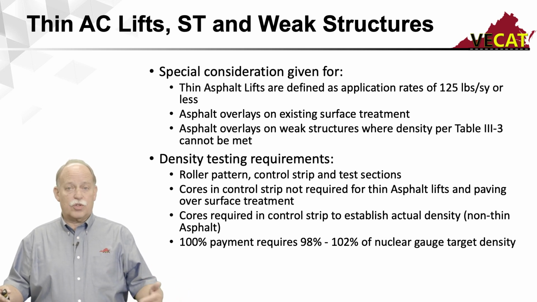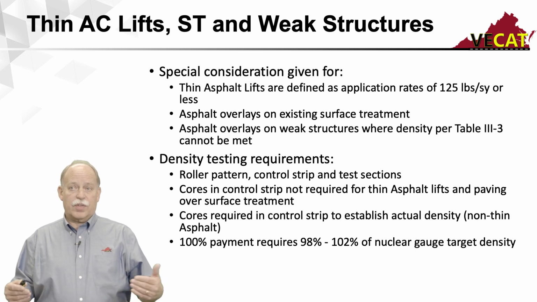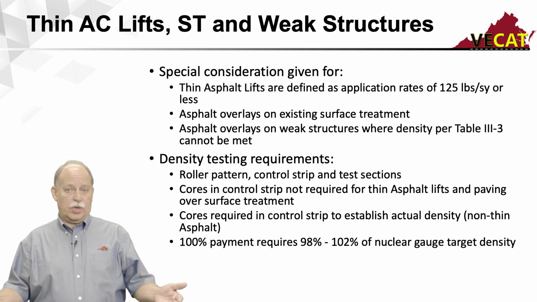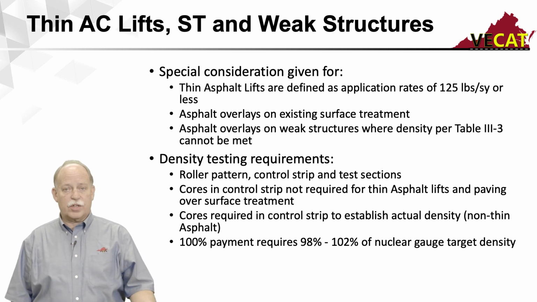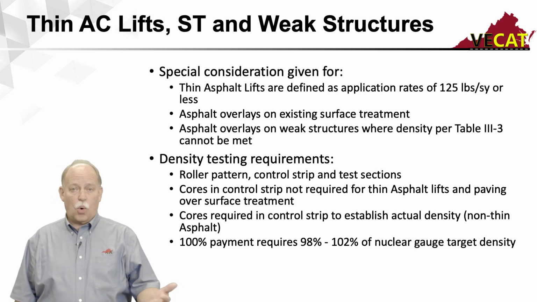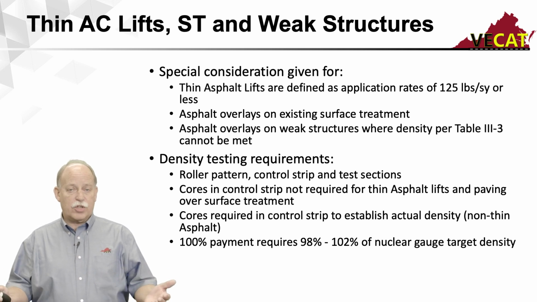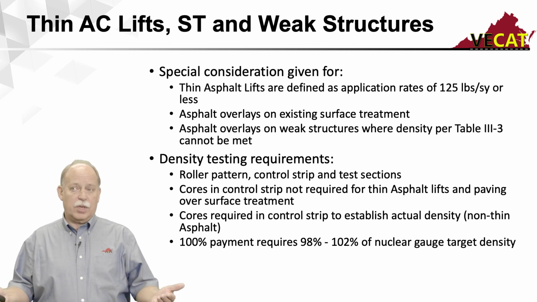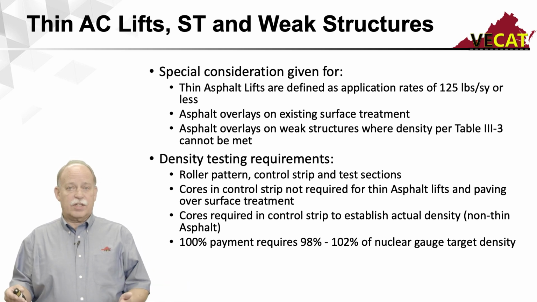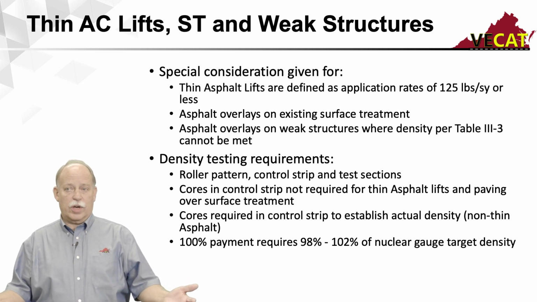And there are no direct density requirements. Things such as the asphalt over top of surface treatment. Surface treatment itself creates a unique challenge. It's difficult to get cores out of that surface treatment roadway so that you can't get the cores out of it and get an accurate measurement. And also many of the surface treatment roadways that we have are weak. And we'll talk about those weak structures because that's the next step. If you have a weak structure, there's a density table specifically for that, table 3-3. So if you can't meet your density requirements due to a weak structure, then you have to do that. And we'll talk about that further as well.